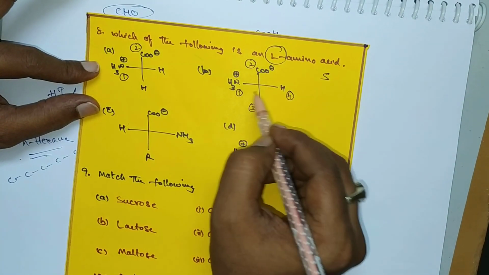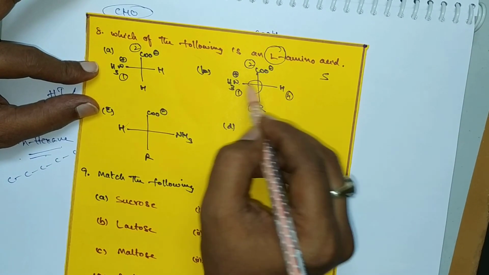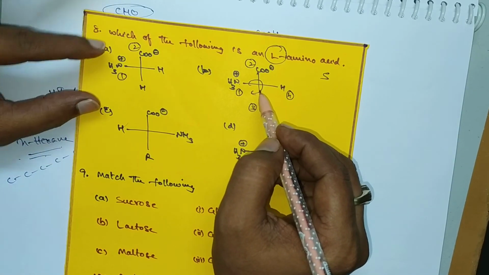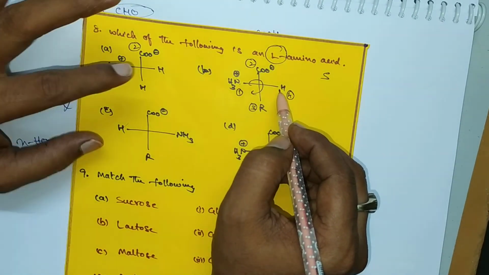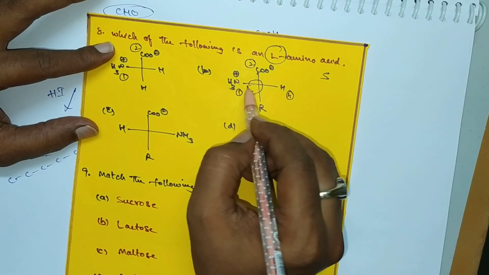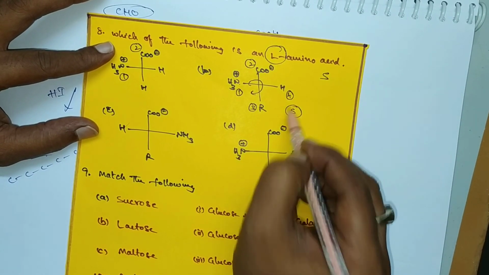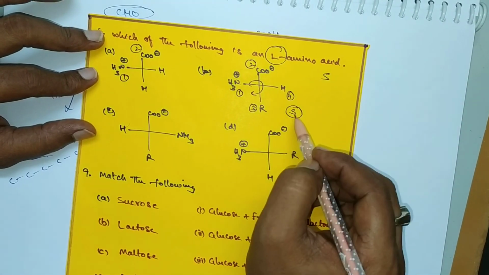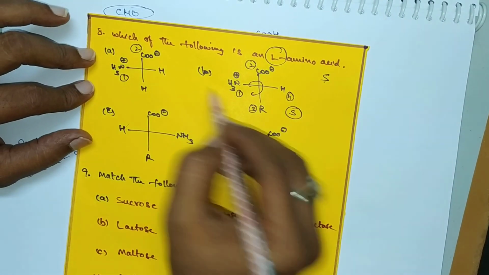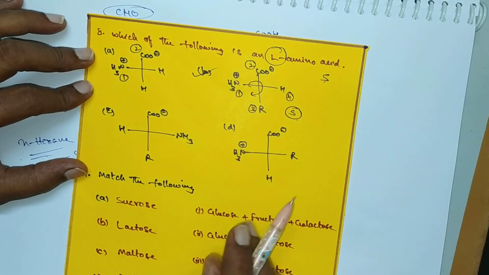So here 1, 2, 3, this is in the clockwise direction. If it is clockwise direction, generally it is R, but here the lowest preferred element is present at the horizontal position. We have to invert it. So R means the configuration will be S here. So here he asked to check whether it is L or S. So here it is S. So that's why it is the correct option.